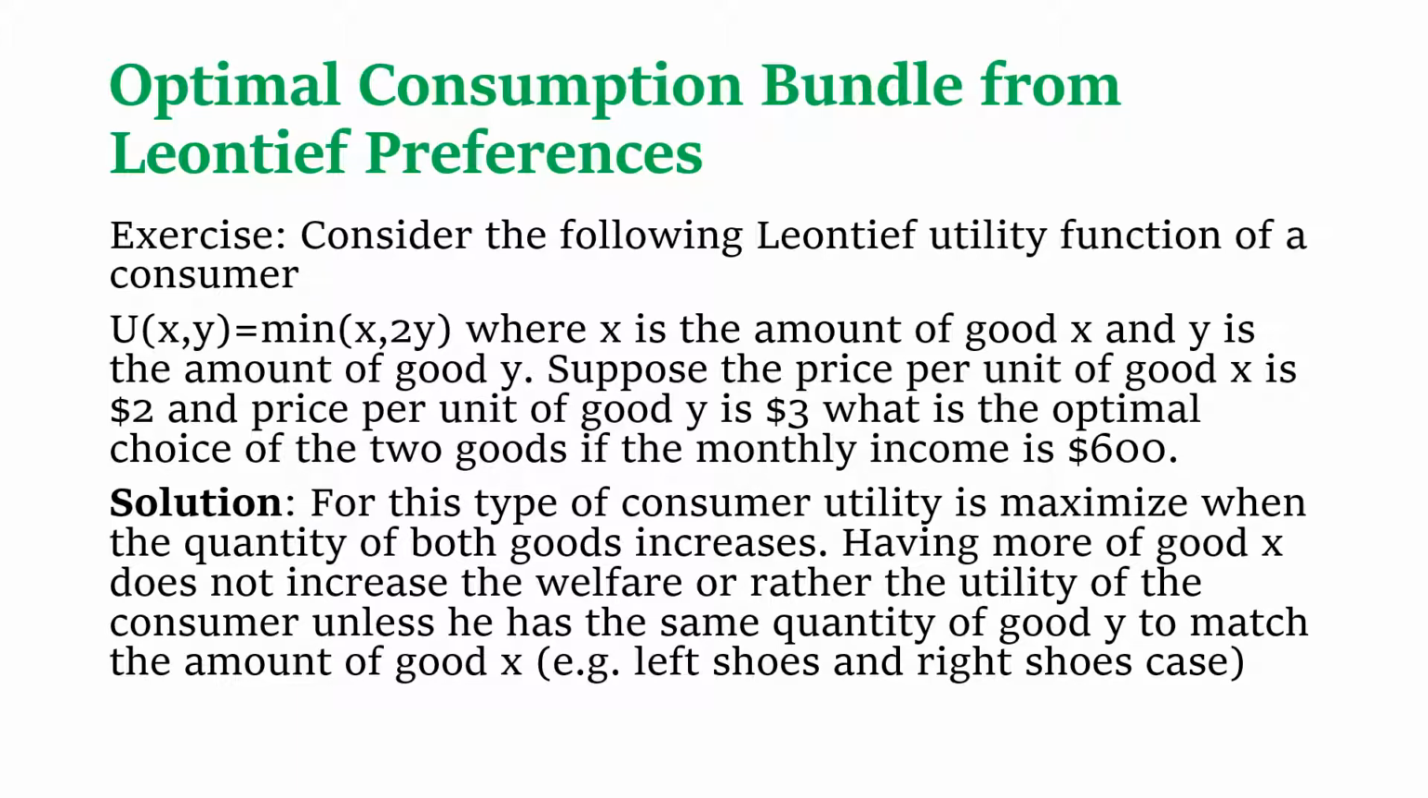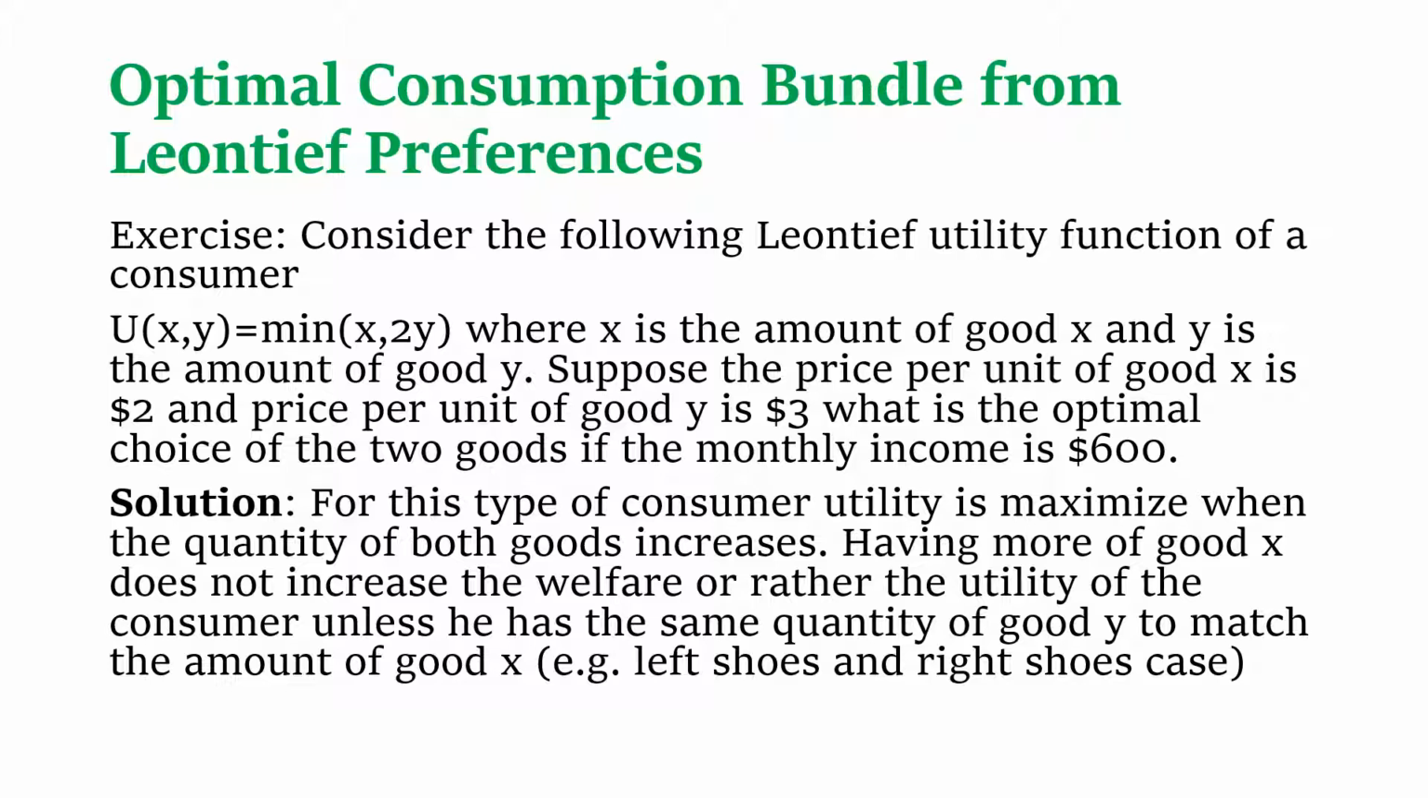Now, let's consider the following Leontief utility function of a consumer. U(x,y) equals min(x, 2y), where x is the amount of good x and y is the amount of good y. Suppose the price per unit of good x is $2 and the price per unit of good y is $3. What is the optimal choice of the two goods if the monthly income is $600? Now let's have a look at this.